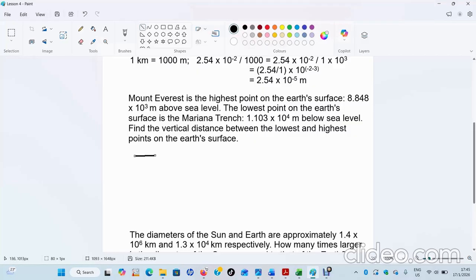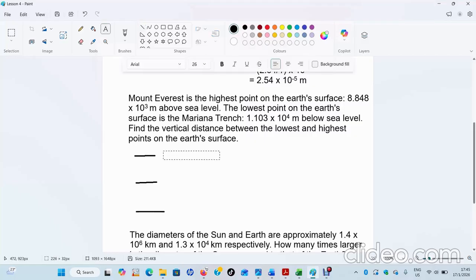Make that correction there. Mount Everest, the highest point on Earth, is 8 points above sea level. The lowest point is that much below sea level. So we drew 3 points there. The center one is the sea level. We denote it with 0 meters. And then Mount Everest, the highest point, is 8.48 times 10 to the power 3 meters above sea level. Now that place, Mariana Trench, is 1.103 times 10 to the power 4 meters below sea level.